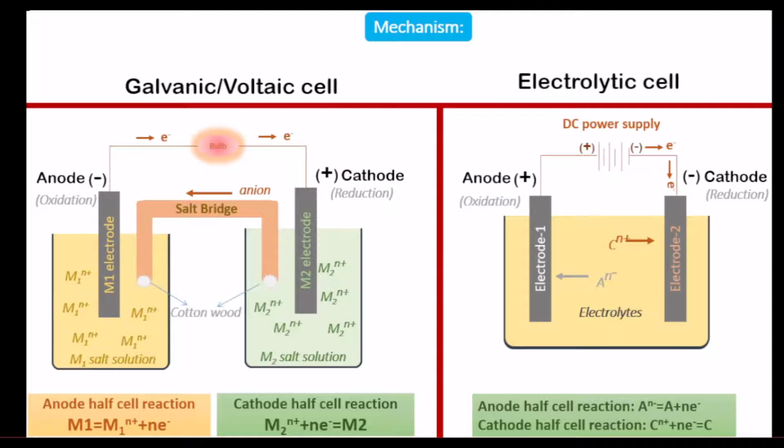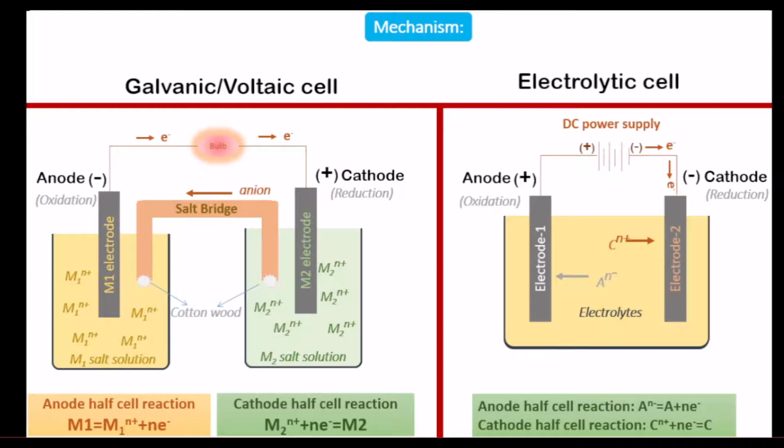And if we look at the electrodes of both cells, the galvanic or voltaic cell and the electrolytic cell, the anode is negative in the galvanic voltaic cell and positive in the electrolytic cell. If we just consider the galvanic cell, the main source of electrons is the chemical reaction that occurs at the M1 electrode. That means this is the main source of electrons through the oxidation reaction. That's why this is the negative pole. So the sign comes from the source of the electrons, and the name anode comes from the oxidation reaction.